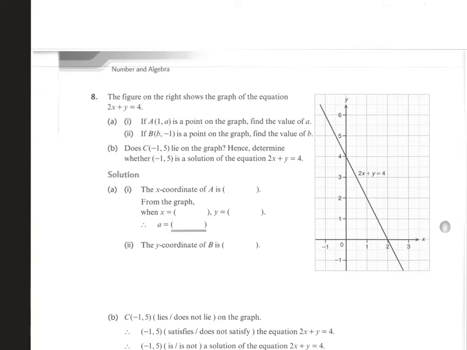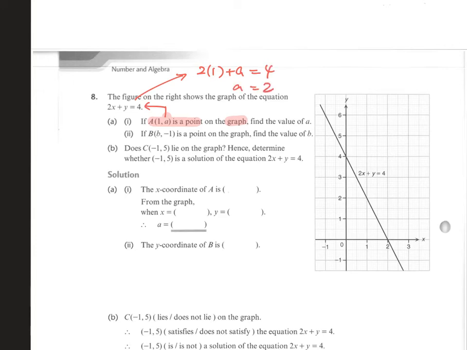Alright, now the question is talking about A is a point on the graph. So it's like the solution we mentioned before. So that's why we think of substitution in one way, which is (1, a) can be substituted here. That means it goes to 2 times 1 plus a equals 4. So that's why a is 2.